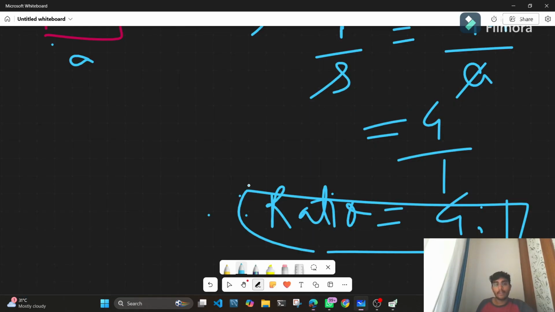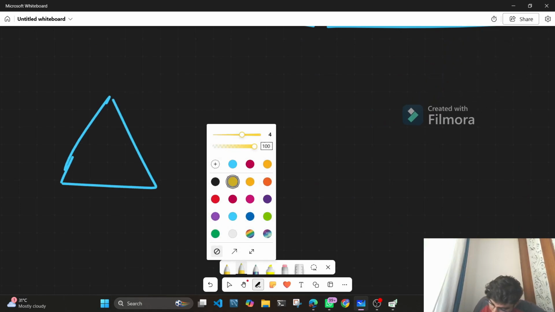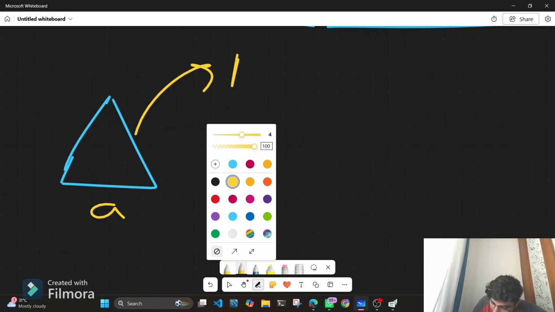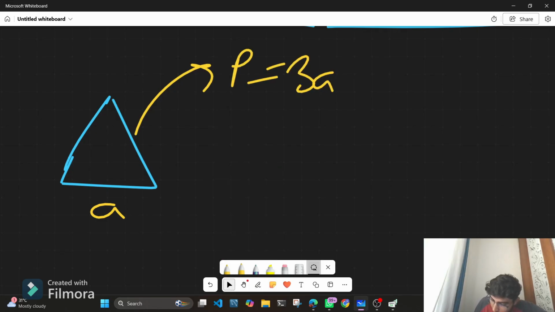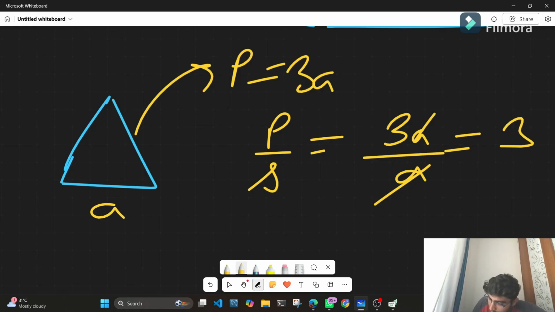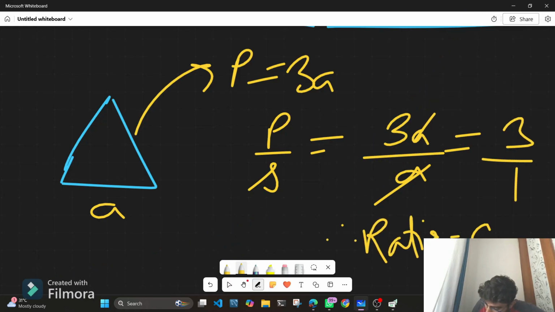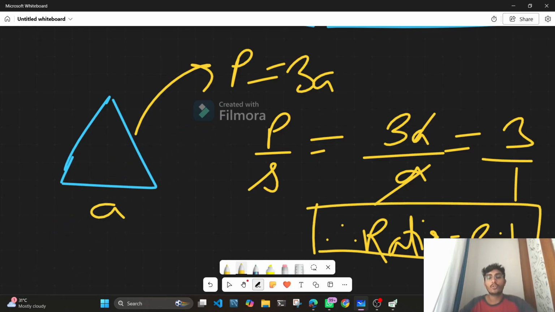Now for an equilateral triangle. For an equilateral triangle, our side is A and our perimeter is 3A. If we take the ratio of perimeter to side, we get 3A upon A. If we cancel out A, we get 3 to 1. So the ratio is written as 3 to 1. I hope that's clear. So this is how we find the perimeter of all the shapes.